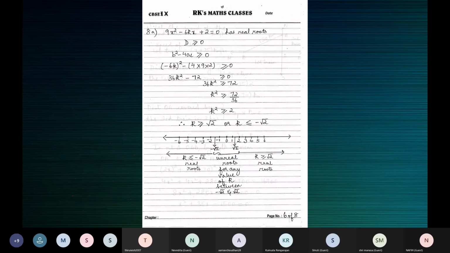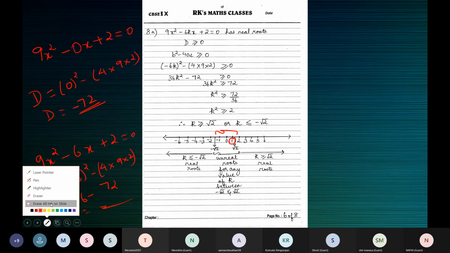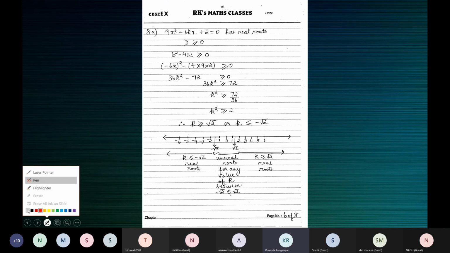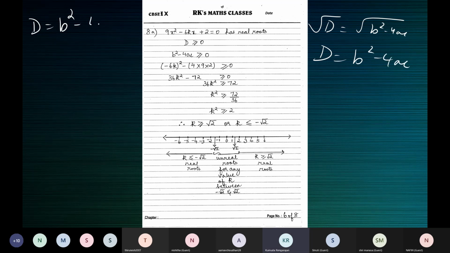All right, children. Remember the conditions. How do we find the discriminant, children? b square minus 4ac. D is b square minus 4ac. Not root d, that is root of b square minus 4ac. I'm asking d. D is equal to b square minus 4ac.